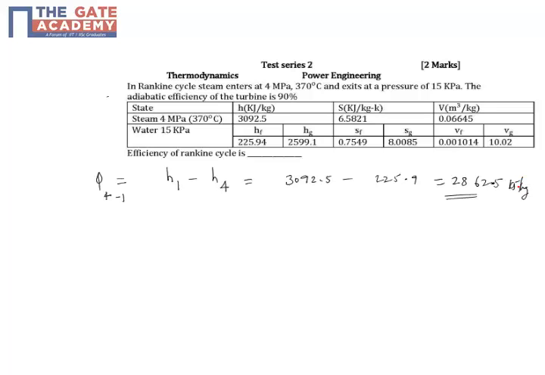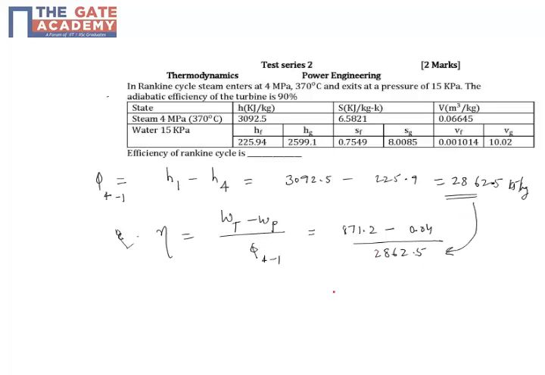Now the efficiency is the net work done, that is the work done minus the work required for the pump, divided by the heat that the boiler adds. The actual work done by the turbine is 871.2, the pump work is again very small, 0.04, divided by 2862.5, which we just calculated. This ratio comes out to be roughly 0.30, about 30 percent. So this is the answer, 30 percent.